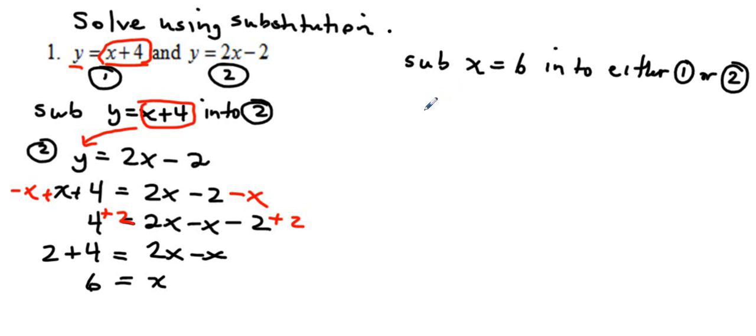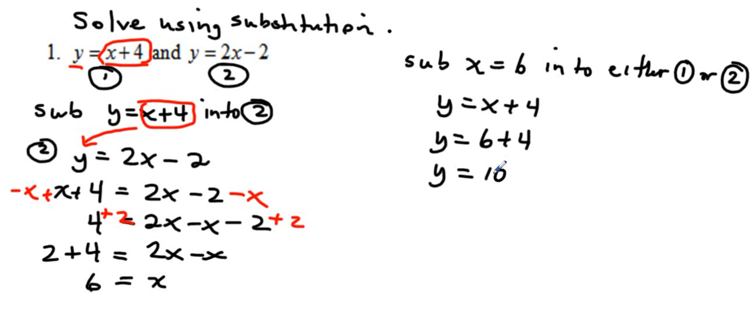So I'm going to look at the two of them. I think I'll pick the first one just because it's all positives. So I'm going to say y equals x plus 4. I'm going to sub in where there's an x, I'm going to put in the 6. And I'm going to then solve for y. So y is 10. So now I'm just going to say, x equals 6 and y equals 10 is my possible solution.